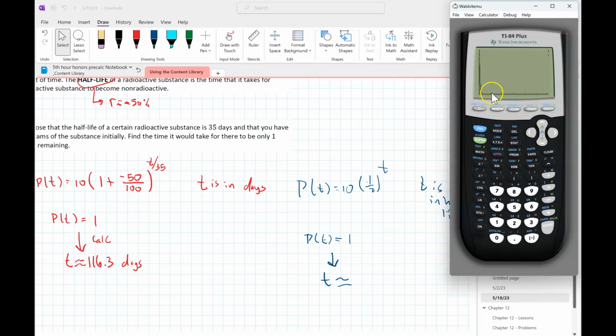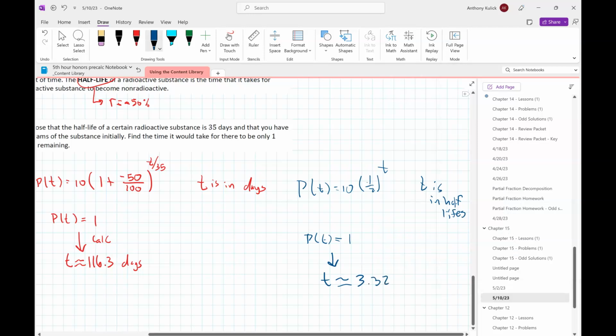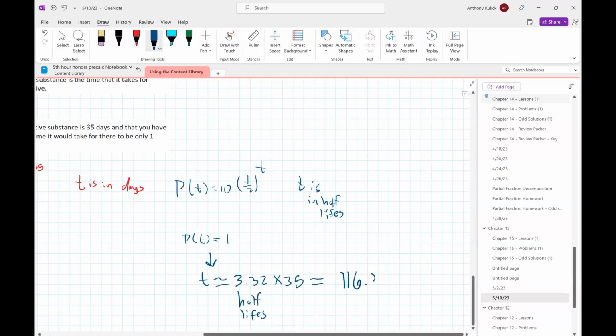So if I hit graph again, look at what happened. It's way over here, right? It's fine, it's a crummy picture, but the intersection's there. So just enter, enter, enter. I get 3.32. And if that's half-lives, right, if I multiply that then by 35, I get the 116.3 days, the same as the other problem.